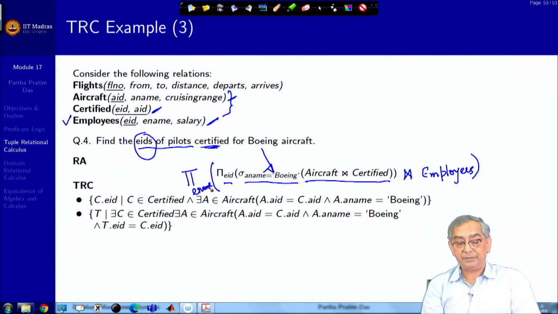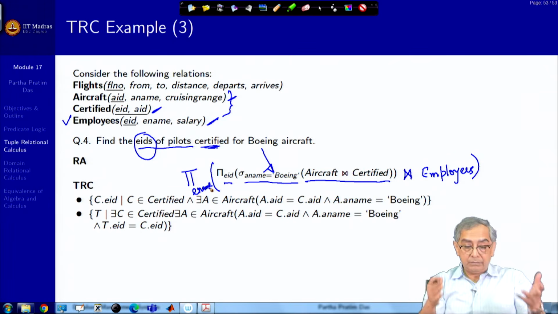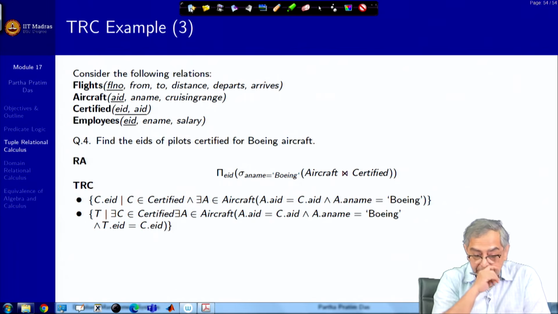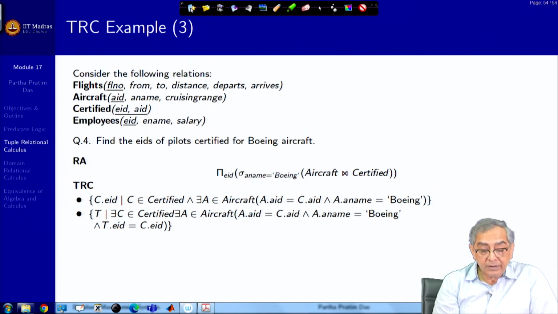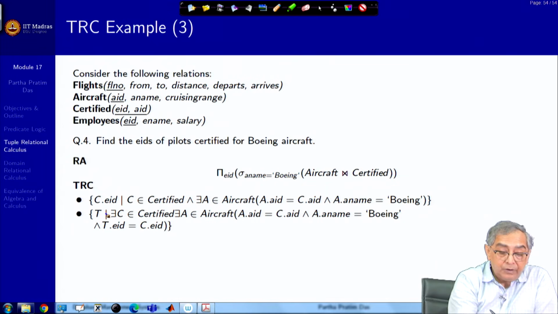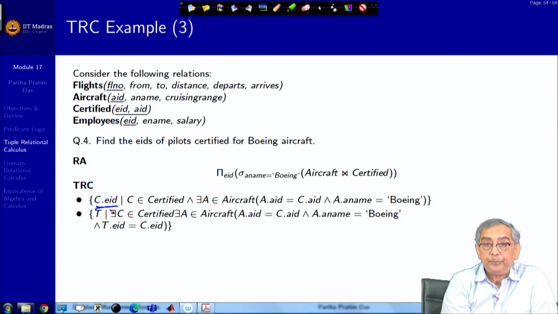You will get the names. So, that is if you look at it in the relational way. Let us look at it in the calculus. It is very simple. In calculus, actually it is easier, because what you are looking for are the certified employee IDs, C.EID.